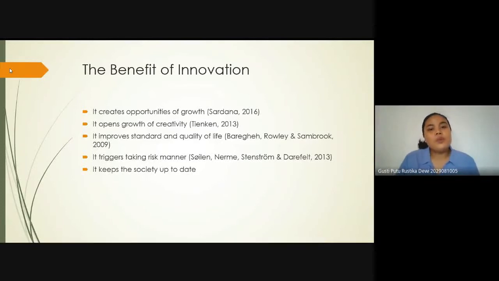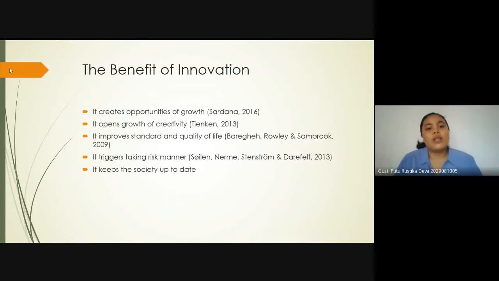Next is that it improves standard and quality of life. So it is true that innovation in technology and product will contribute to the improvement of standard and quality of life. Next, it triggers taking risk manner. So actually, in doing innovation, it's like trial and error process. So in trial and error, it needs high taking risk manner in order to achieve advanced innovation.